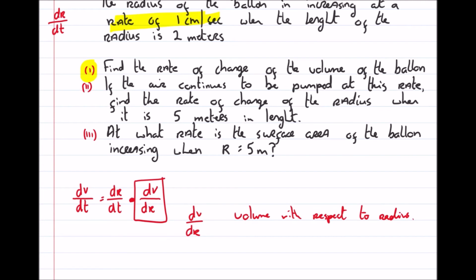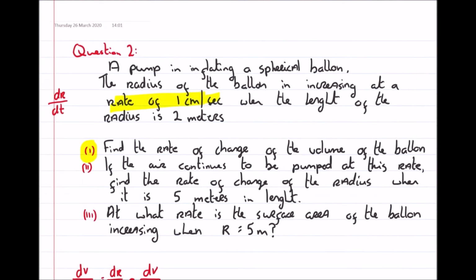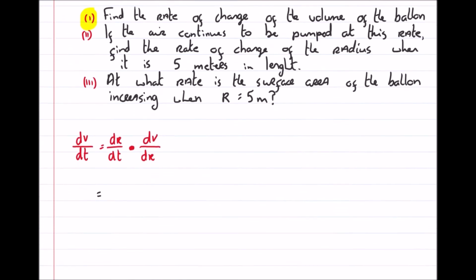Okay, so let's see, we will try to fill in these. So I want this, I have this, hopefully I'll be able to get this. So dr/dt, we have that here, the radius with respect to time, it's 1 centimeter per second, so 1 multiplied by, now let's do this over here.